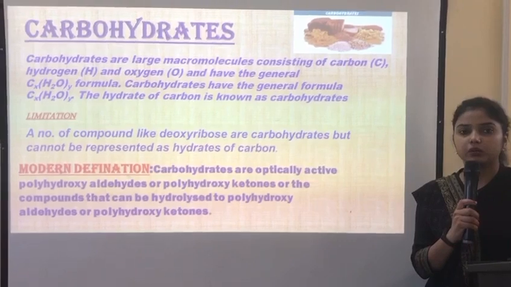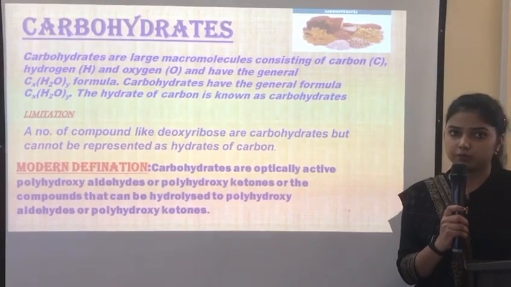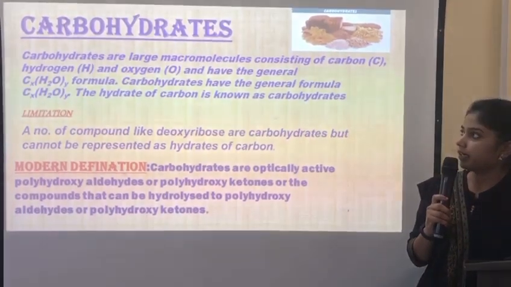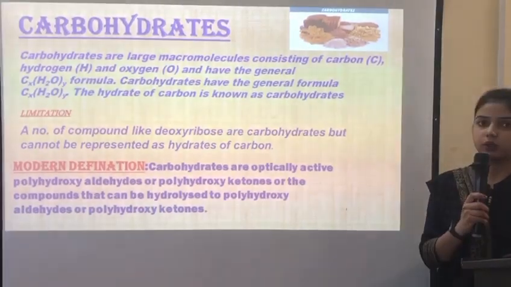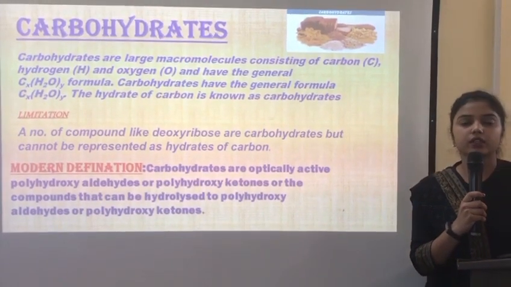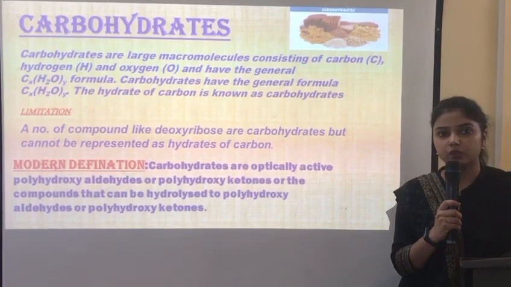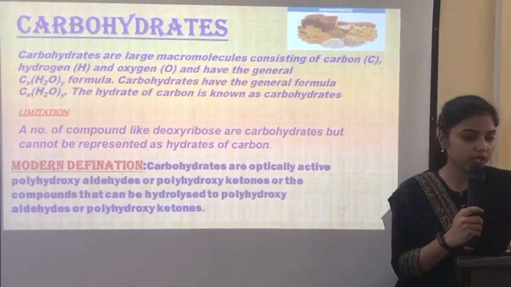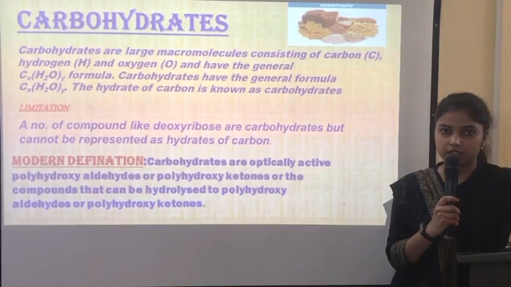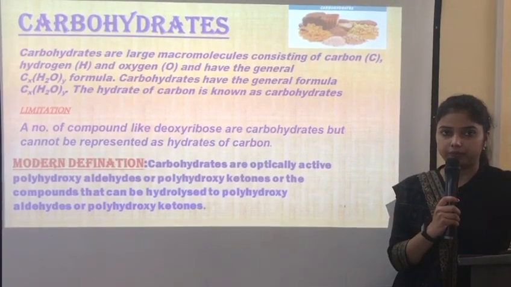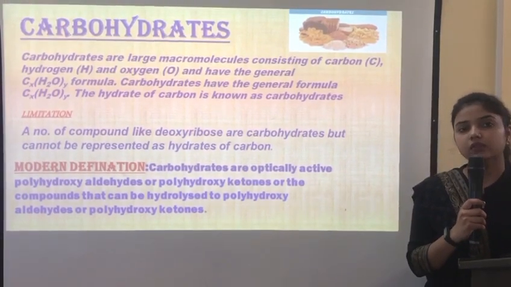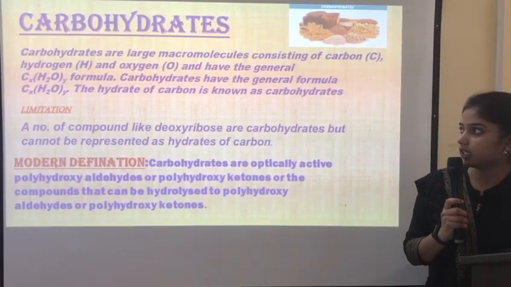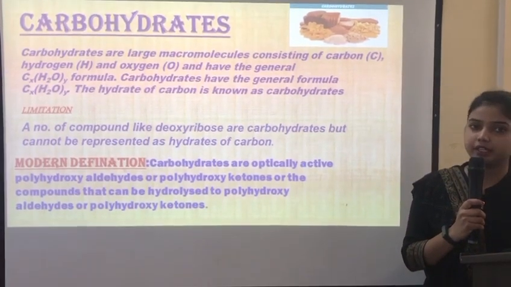Now, we will discuss the definition of carbohydrates. Carbohydrates are large macromolecules consisting of carbon, hydrogen, and oxygen. Its general formula is CH2O, the whole n. In other words, we can say that carbohydrates are the hydrates of carbon.